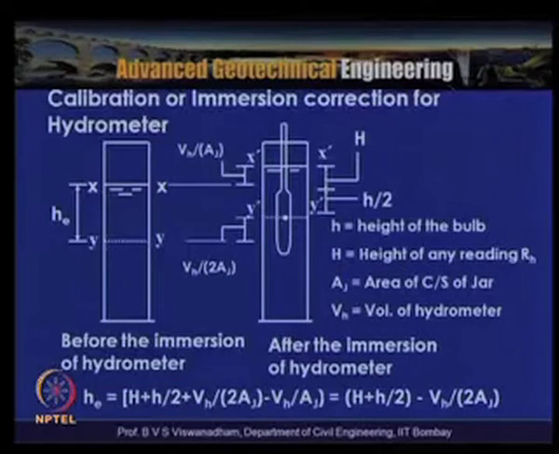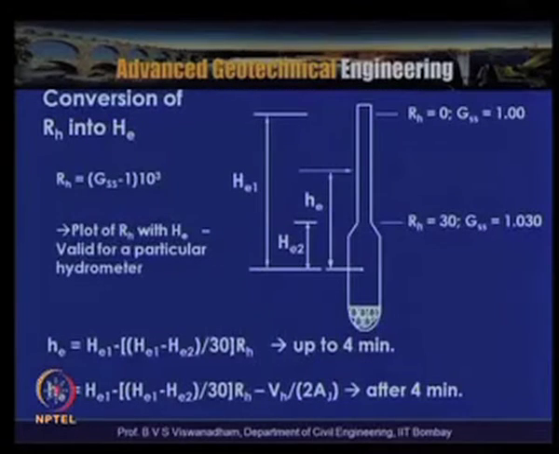So, the immersion correction can be obtained like this: HE is equal to H plus H by 2 plus VH by 2 AJ, minus VH by AJ. After simplification it is obtained as H plus H by 2 minus VH by 2 AJ. This immersion correction needs to be applied approximately after 2 to 4 minutes of the readings we take. So, we discussed the calibration of the hydrometer, basically for immersion correction.